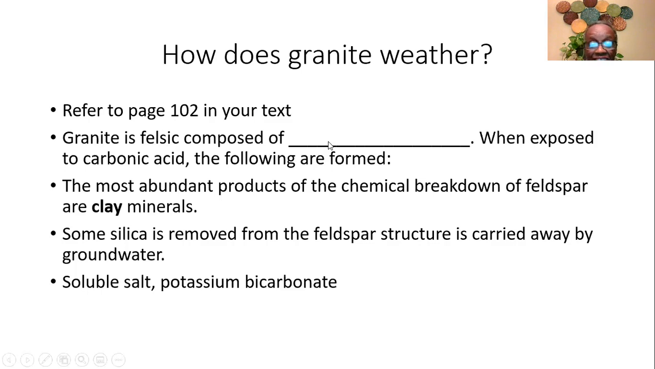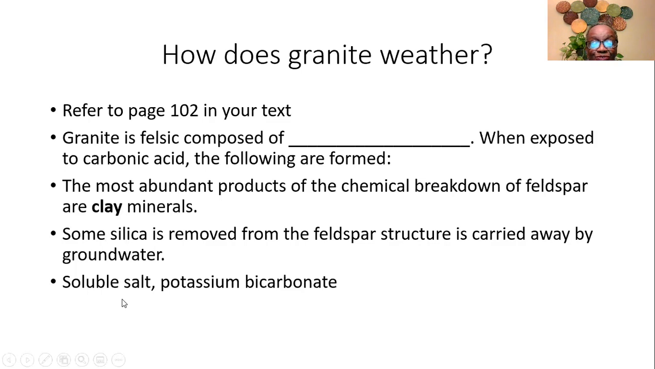And when it is exposed to carbonic acid, that's the acid that we talked about that is formed when carbon dioxide is dissolved in water, these are the three products that we're going to get. One of them would be clay minerals. We just talked about the fact that the feldspar that's in there is going to be weathered chemically, so you're going to get clay minerals. And then you'd get silica and soluble salt.